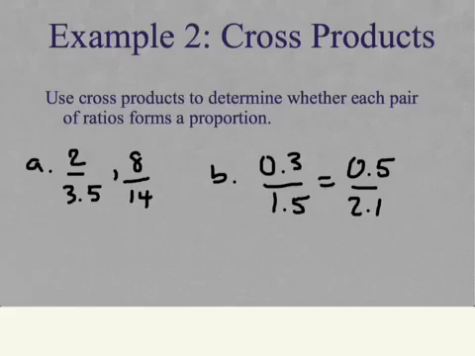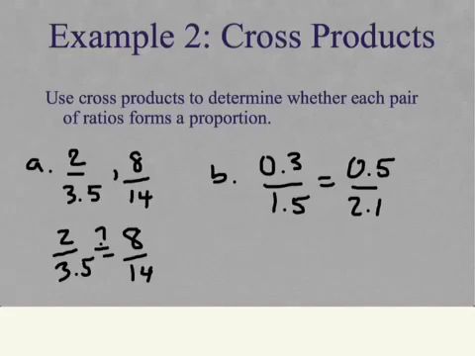Let's take a look at using cross multiplication or cross products to answer part A. We're checking to see whether 2 over 3.5 is equal to 8 over 14. And therefore, I actually put a question mark here, like, are they equal? Not that they are equal. I don't know. We'll find out in a moment. So what we're going to do is multiply straight across. I'm going to multiply here and multiply here. And if the answers are the same, I know that I've gotten the correct answer.